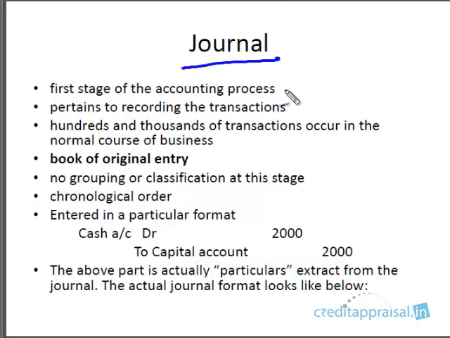So we'll start with the first stage of the accounting process, and that is journal, right? So journal is the first stage of the accounting process. What this stage pertains to is the recording of transactions. See, normally a company will be having hundreds and thousands of transactions that occur in the normal course of business. Even in one single day, you can have thousands of transactions.